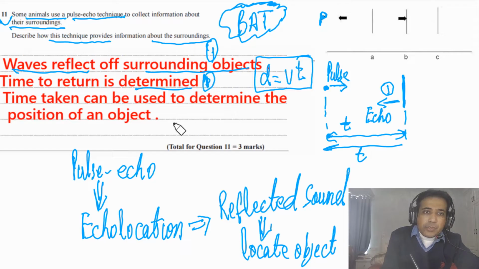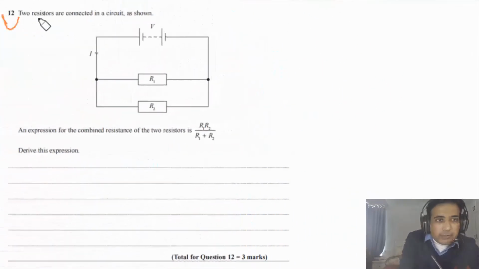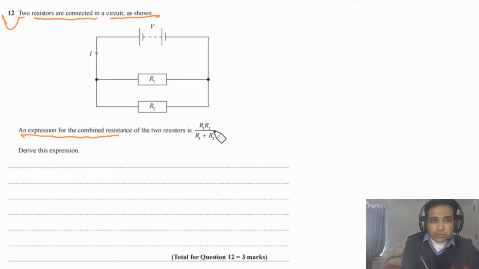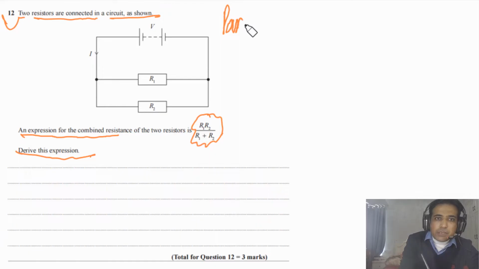Question 12 says 2 resistors are connected in a circuit as shown in the figure. An expression for the combined resistance of the 2 resistors is given, and we need to derive this expression. So the first thing we need to understand is that these two resistors are connected in parallel.